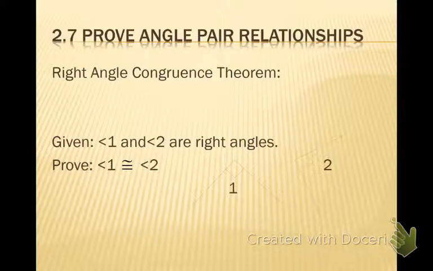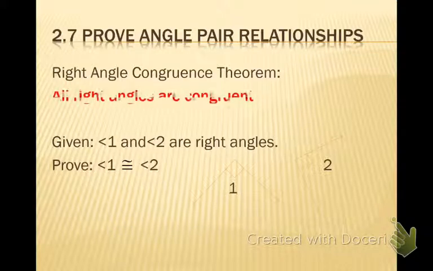Now we're going to move into 2.7. We've got some angle pair relationships that we want to prove. And it'll get us into some theorems that we can use in our future proofs. The first one, the right angle congruence theorem. The right angle congruence theorem suggests that all right angles are congruent.